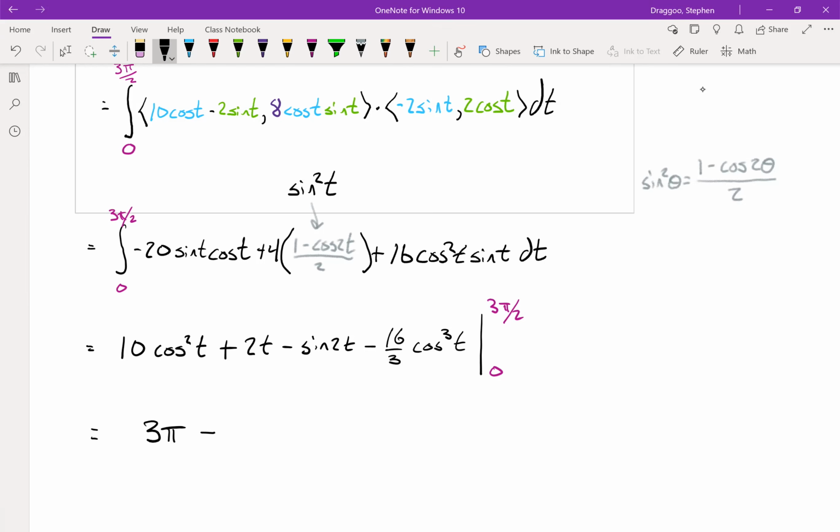And if we do that, cosine of 0 is 1. So 10 cosine squared of 0 is going to be just 10. 2 times 0 is 0. Sine of 0 is 0. And then we'll have a 16 over 3 cosine cubed, so that'll be just 1 cubed. So that becomes minus a negative 16 over 3. So assuming all of my math is right, which I hope that it is, we should get that the line integral comes out to 3 pi minus 10 plus 16 over 3.